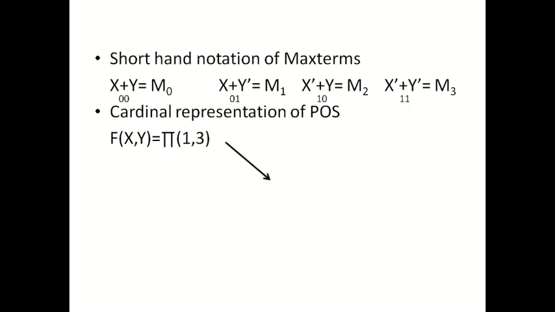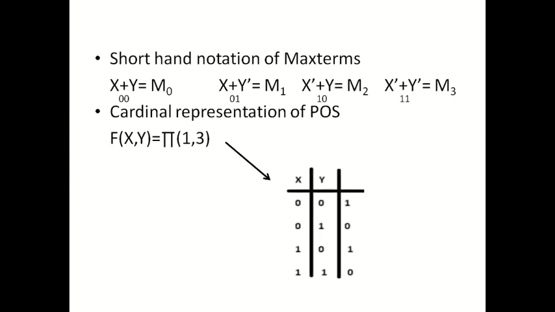So if I have a function here, pi 1 and 3, it means what? It means that my function is giving me 0 on 1 and 3, while the other two values, 0 and 2, are missing here. So it means on 0 and 2, your function is giving you 1.